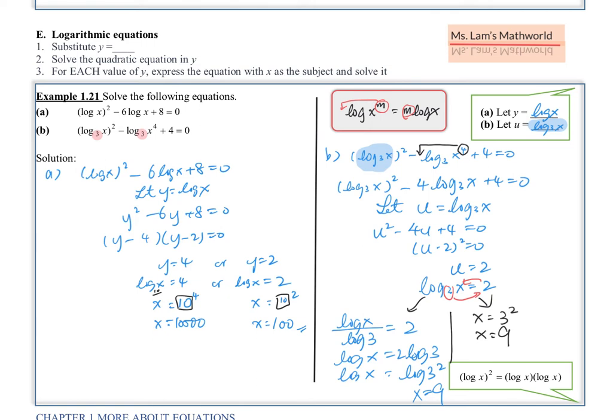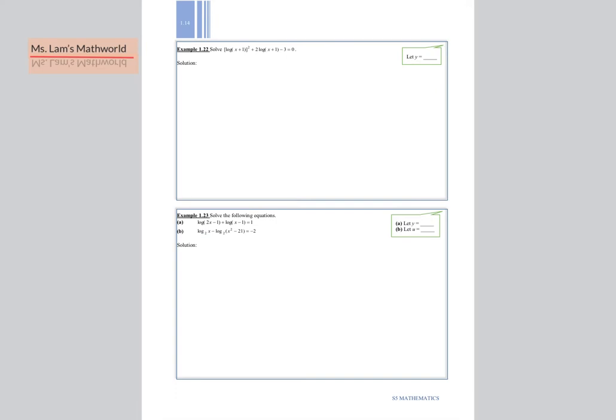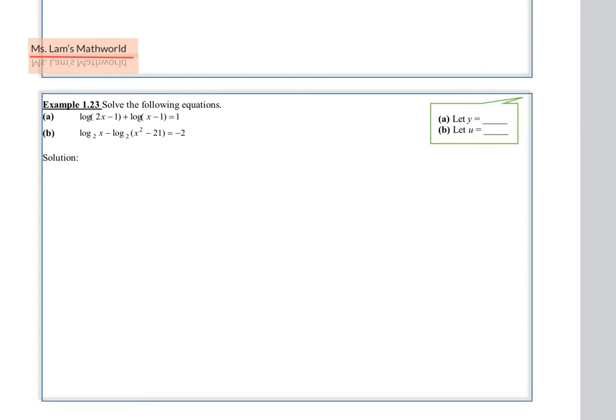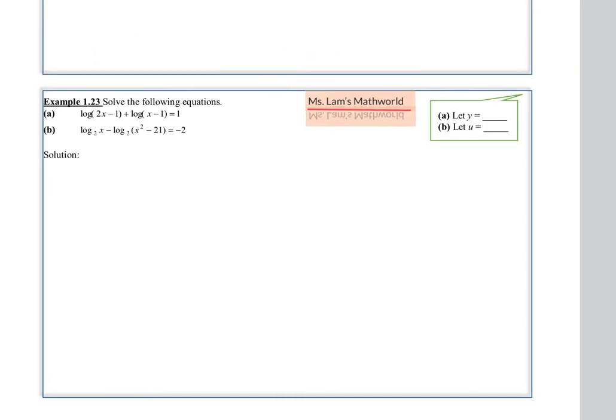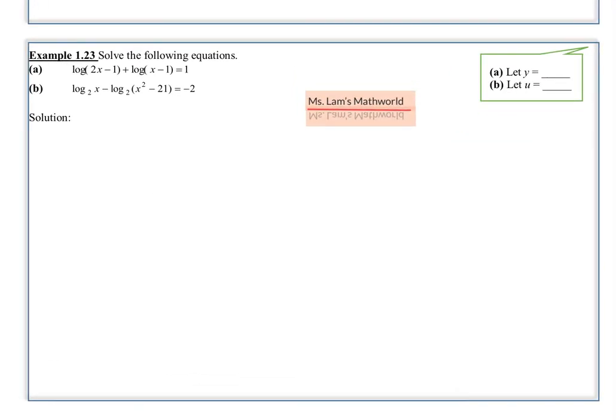So for the logarithmic function, we should substitute y equal to log x with the corresponding base carefully whenever you need to handle the power like this. Please turn to page 1.14. In example 1.22, it is quite similar to the previous question. But for example 1.23, the concept will be different from before.